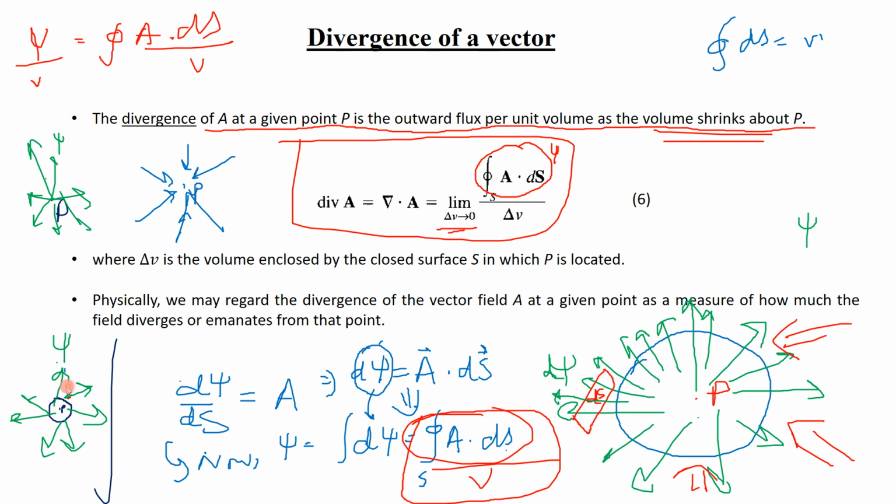So if it is asked what is divergence, divergence is nothing but the surface integral. Divergence of a vector is nothing but the closed surface integral of that vector per unit volume when the volume is shrinking to a particular point.